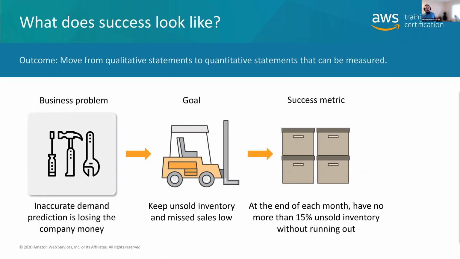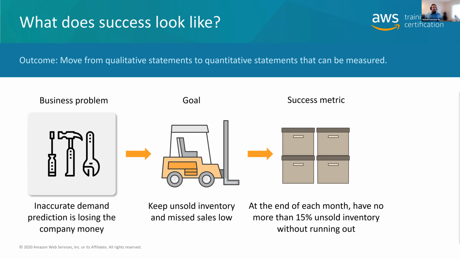So how do we define success? What is the metric if that's the goal? How would we know that we had achieved the goal of not missing sales and keeping inventory low? That's really the question. And so the success metric here is at the end of each month, I want to have no more than 15% unsold inventory.